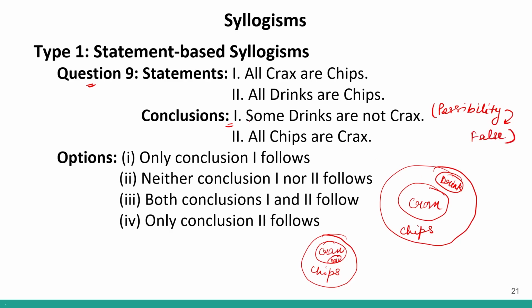because it is not mentioned as a possibility, it is just mentioned as a conclusion, therefore this will be false. Conclusion number 2 says all chips are cracks. Obviously not, because cracks is just a portion in chips. Okay, so this is also false. So basically neither 1 nor 2 follows. So if I look at options, option number 2 says neither conclusion 1 nor 2 follows. This will be my answer.